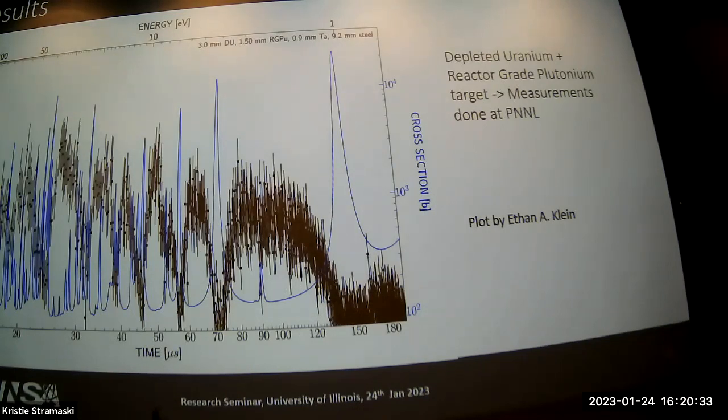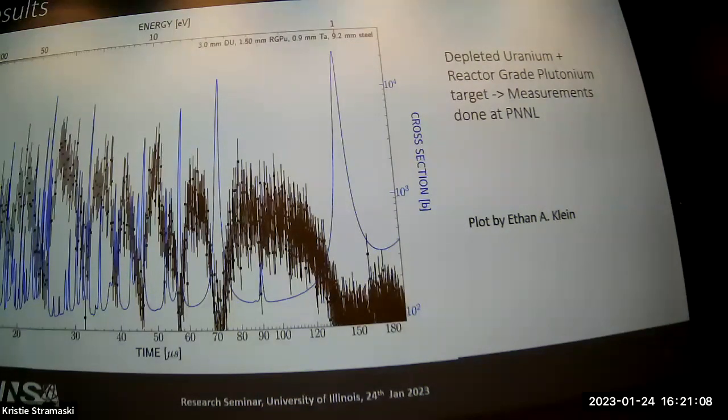Again, the x-axis is time of flight. More time of flight means it's slower, which means the energy is less. So this side is 1 eV. It starts at 1 eV and then it goes like this. So this very last dip here is the plutonium-240, and then some of these over here. Black is our experimental data, blue is again the theoretical cross sections. Some of the dips here are for plutonium-239.